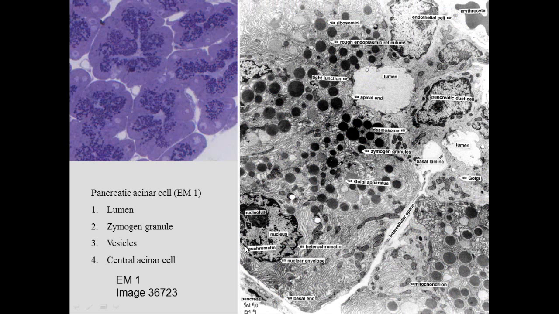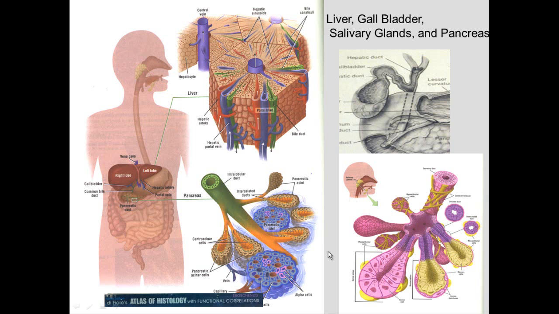If we look at the electron microscopic level that we looked at the first week or so, we can see a big nucleus, big nucleolus, lots of rough endoplasmic reticulum, and zymogen granules as they are discharged into the lumen. So these granules here are the same as these. This smooth area right here is where you have the rough endoplasmic reticulum.